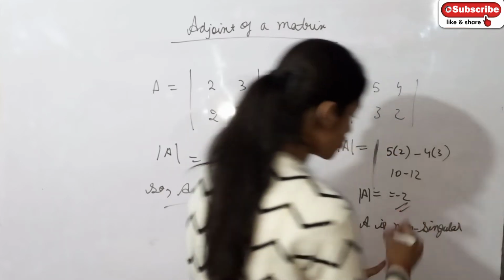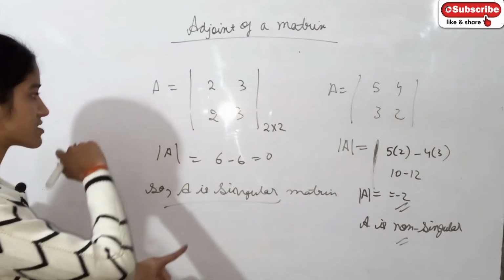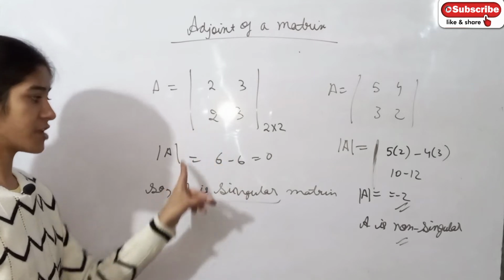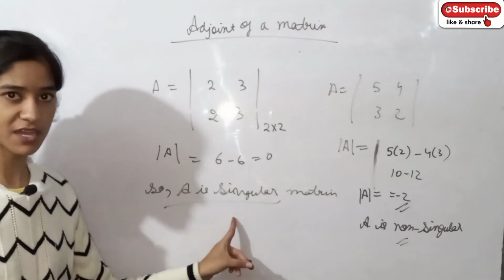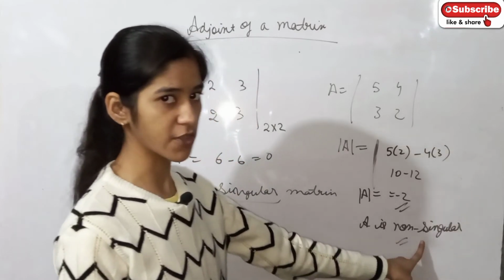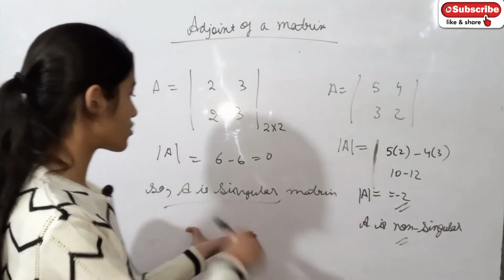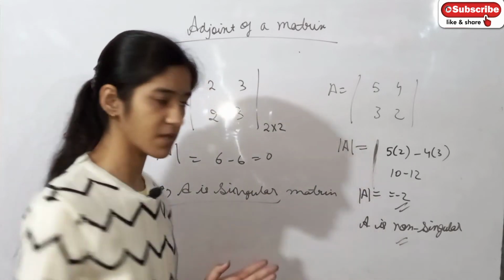So A will be non-singular, and here A is a singular matrix. We have discussed that if the value of the determinant becomes 0, then A is a singular matrix, or if the value of the determinant is not equal to 0, then it is known as a non-singular matrix. This thing we have shown: what is a singular matrix and what is a non-singular matrix.